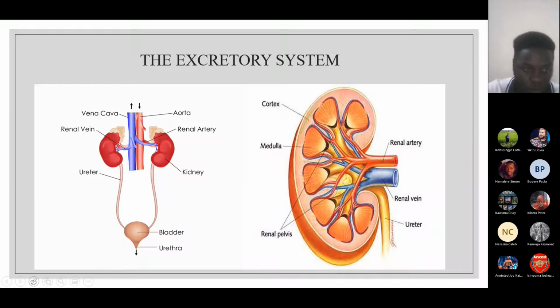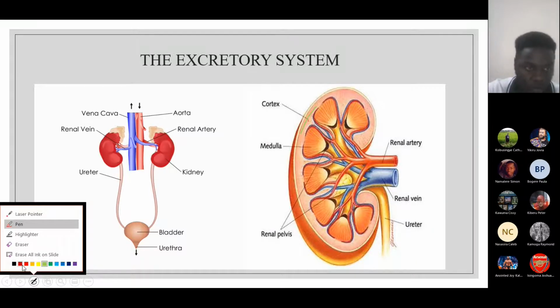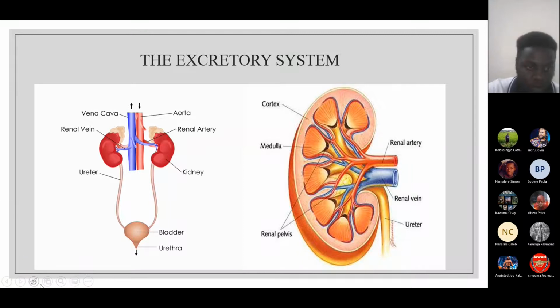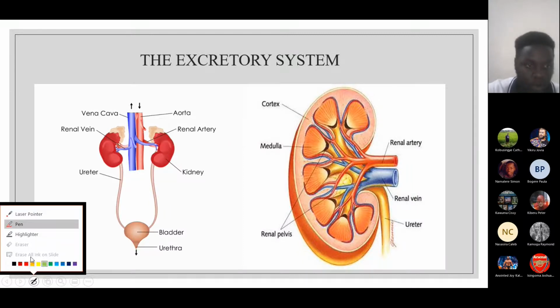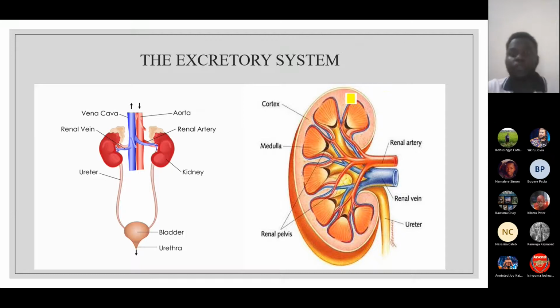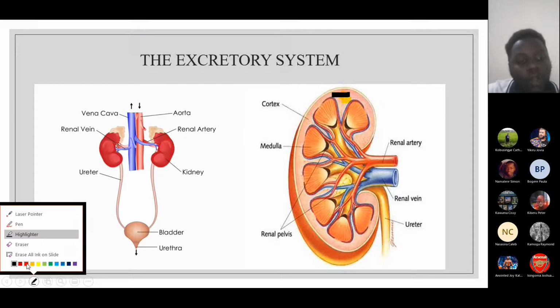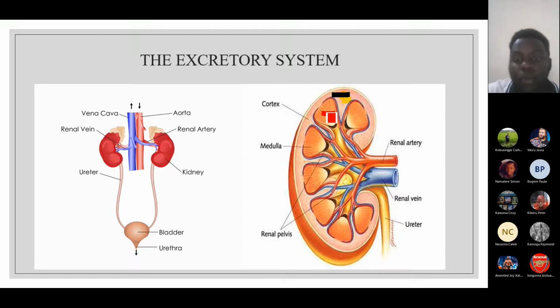This is small. Just a moment. So this is the cortex. This part here I'm shading. I'm using the wrong color. This is the cortex where I'm shading black. And then this one here is the medulla. I'm going to shade it red. This is the medulla. So we have the cortex, the medulla, and then we have the pelvis. This part here is the pelvis.